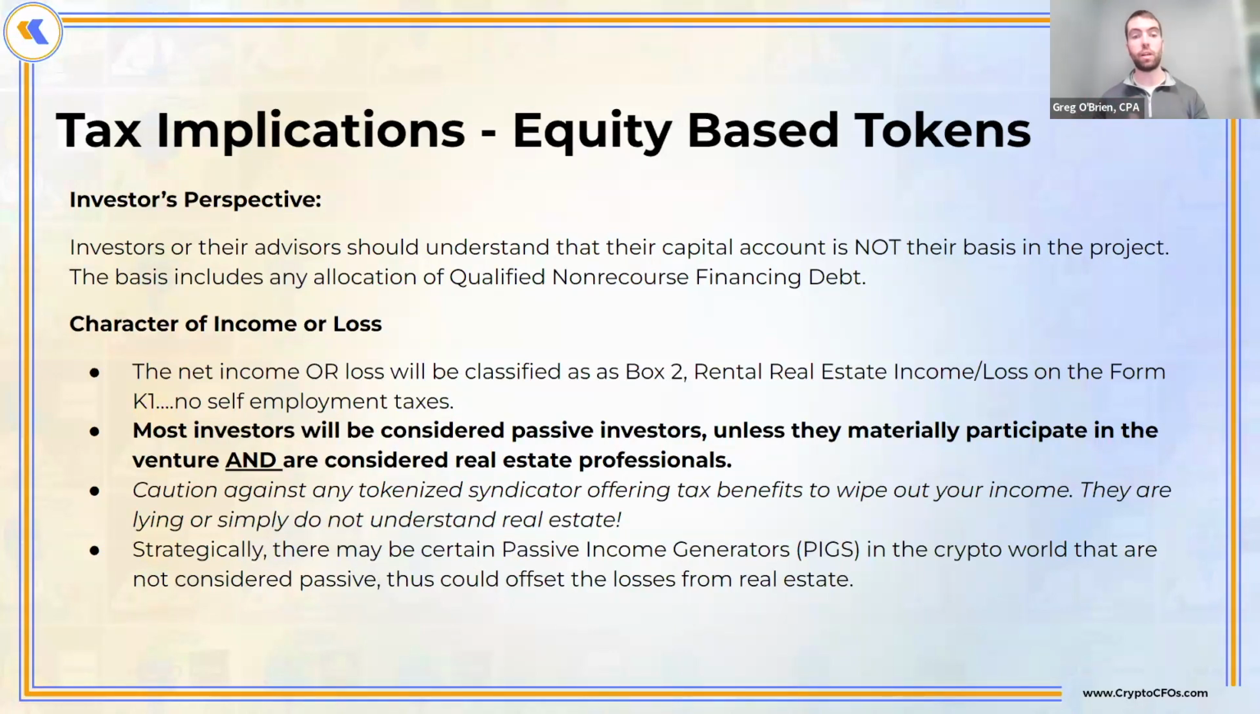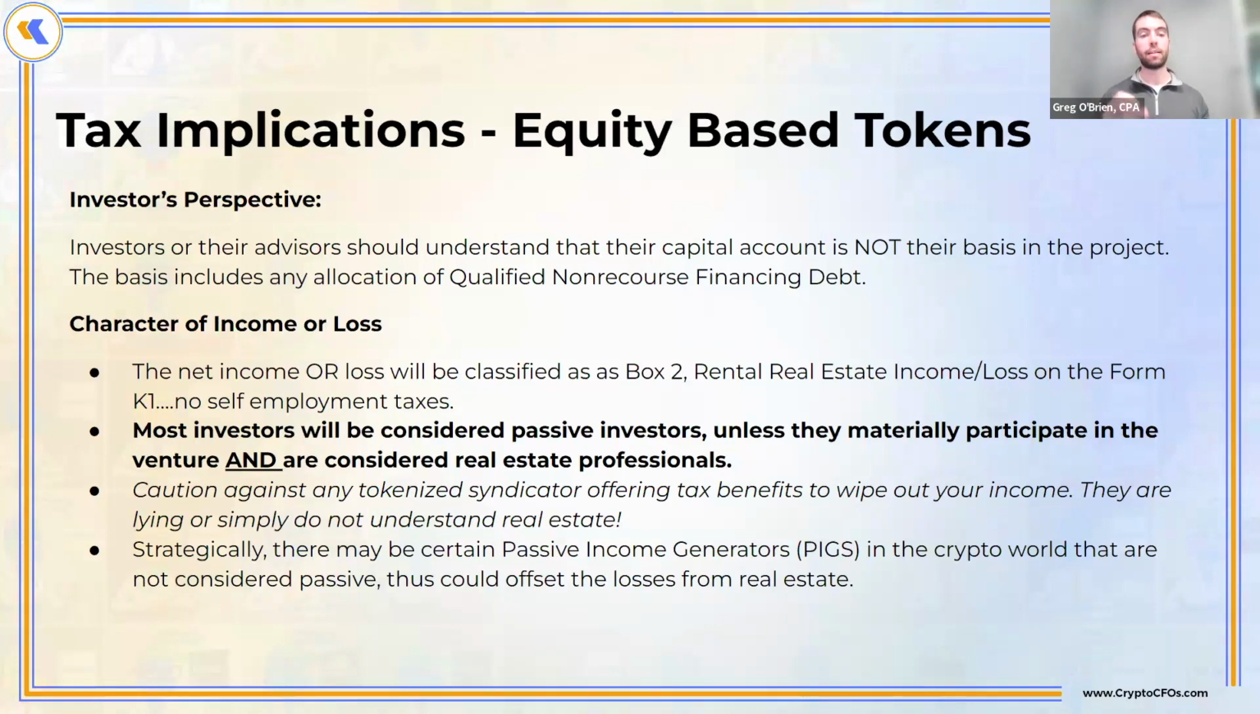So strategically, what we advise our clients is, hey, look, if you know you're going to have a $20,000 loss from real estate, that's awesome, right? Let's play with that during the year. Go find what we call a PIG, a passive income generator. Find another investment during the year that's going to generate passive income.